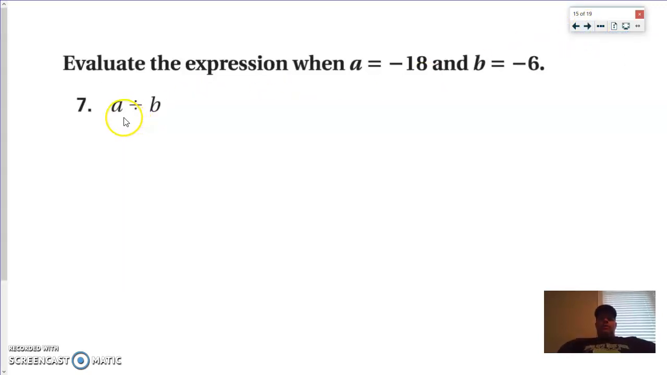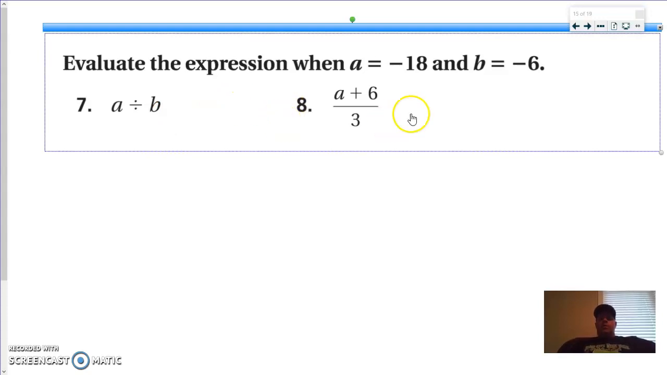When I have negative 18 divided by negative 6, I get an answer of 3. When I put in negative 18 plus 6, that gives me negative 12, divided by 3 gives me negative 4. B squared, that means it's all in parentheses, so this would be 36 divided by negative 18, which would give me negative 2, plus our 4 gives me my 2.